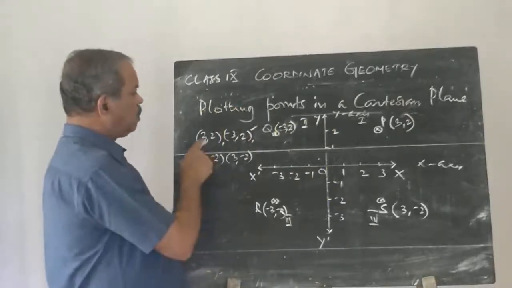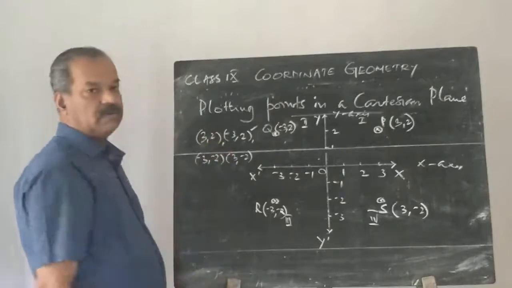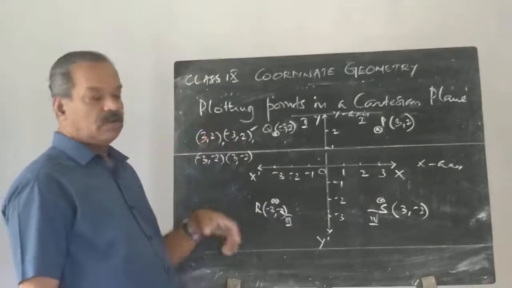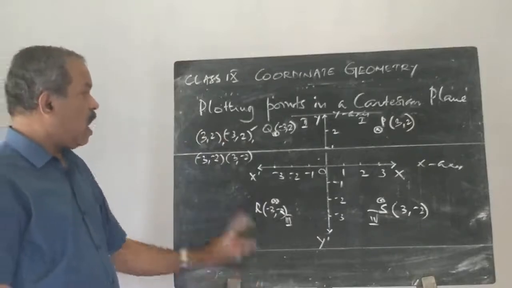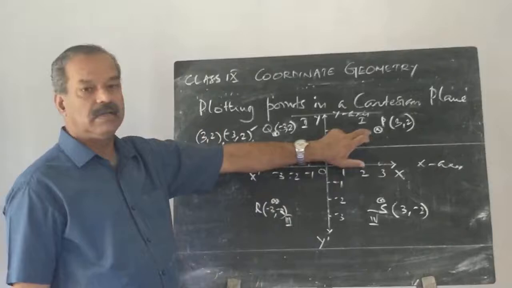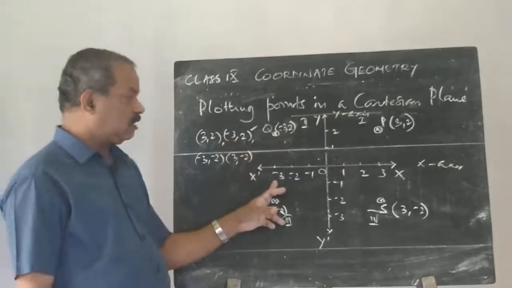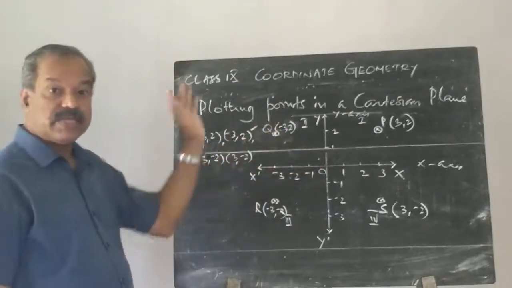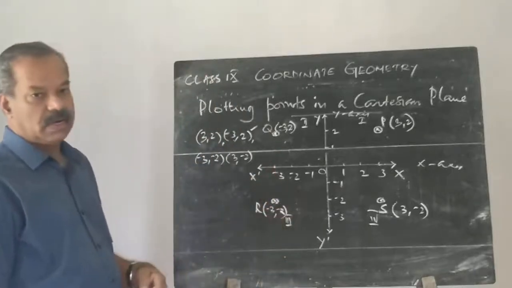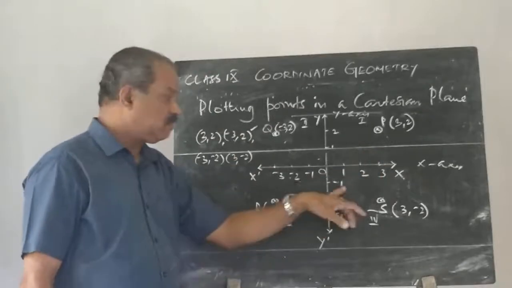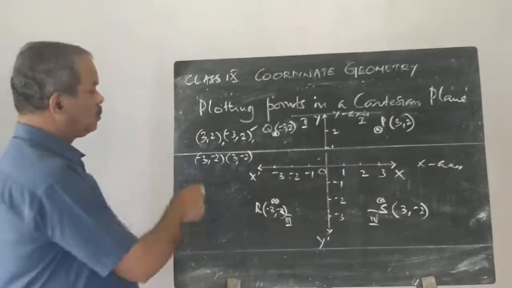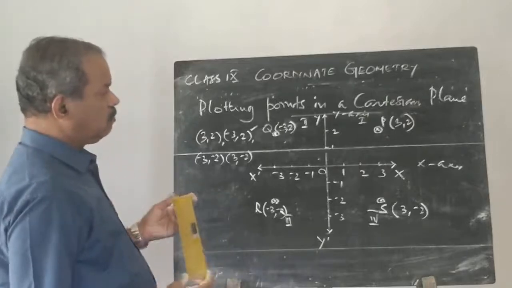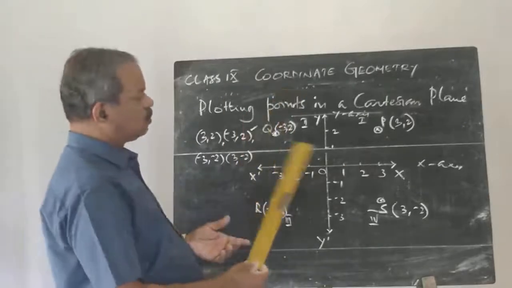In this way, we can plot points in a plane when we are given their coordinates. First we must see the x value, then the y value, and its sign, whether positive or negative. If both the x coordinate and y coordinate are positive, such a point will lie in the first quadrant. If x is negative and y is positive, it will fall in the second quadrant. If both x and y are negative, it will be in the third quadrant. And if x is positive and y negative, it will be in the fourth quadrant. So according to the nature of the numbers, we can plot the points on the plane.